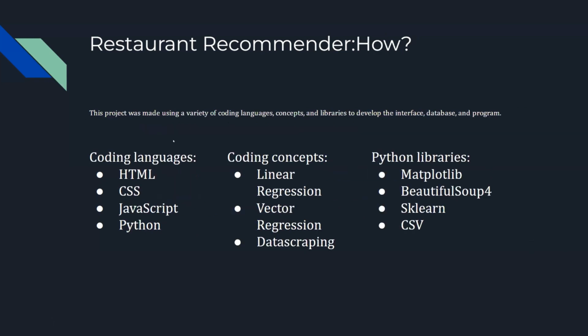So this project was designed using a lot of coding languages, many concepts, and a lot of libraries. We use some HTML, CSS, JavaScript, and Python for designing the site itself. We use some of these concepts to design how the predictor works. And we use the Python libraries to build some of the functions of the program.